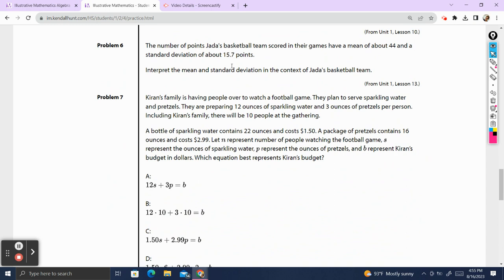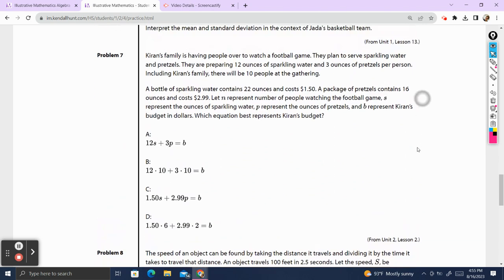It deviates by about 15 points, both higher and lower, and that's pretty standard within the values of the data that they have. Pause the video if you need to think about that a little bit longer.